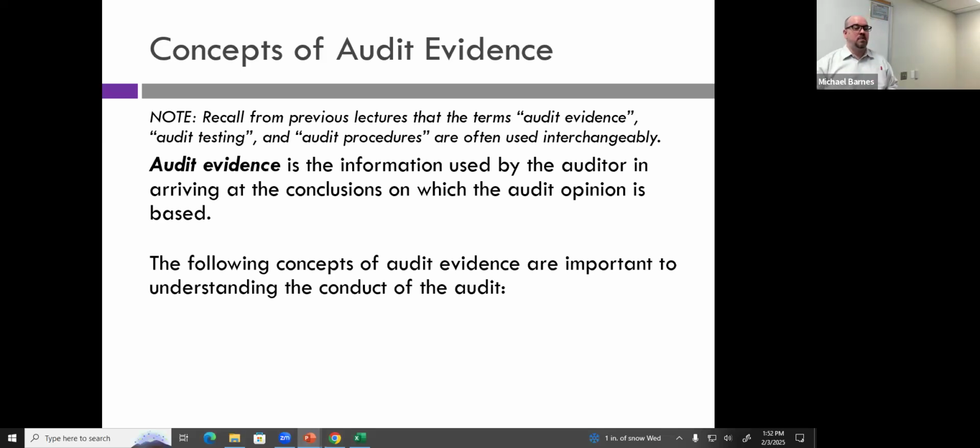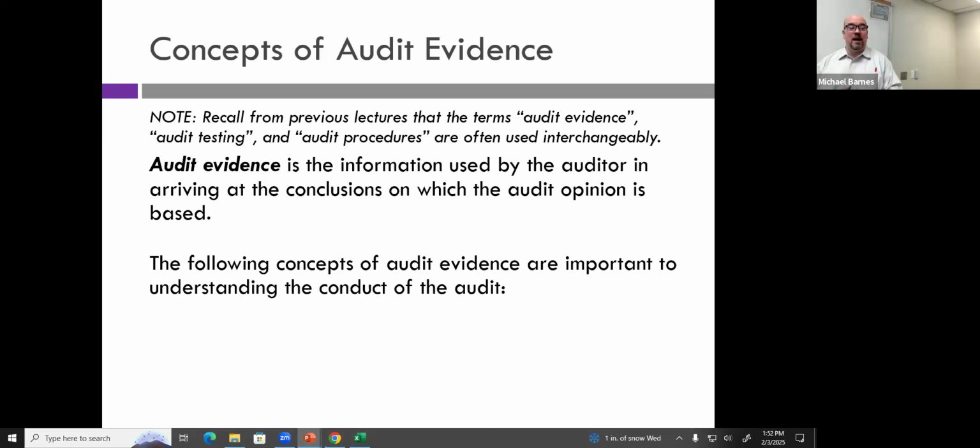So audit evidence is information used by the auditor in arriving at the conclusion on which the audit opinion is based. This is generally tested at the assertion level, not 100% of the time, but for most of the scenarios that we're going to talk about in this course, we're talking about testing the assertion specifically. All right, trying to make sure that items exist, that the transactions are complete, and so on and so forth.